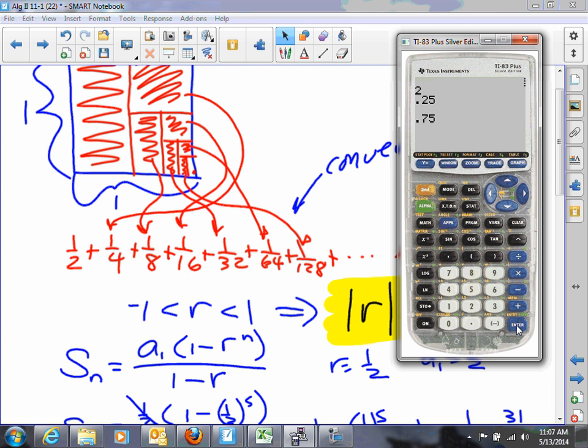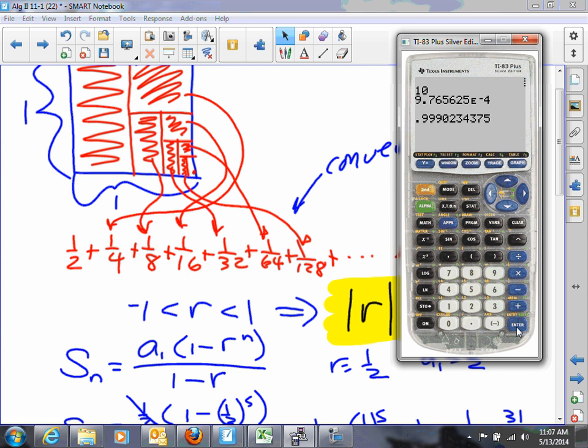With 2 terms, the last term is 1/4 and the sum is 3/4. 1/2 plus 1/4 is 3/4. And we can just keep pressing this. Now watch, as we keep pressing this, the terms get closer and closer to 0.